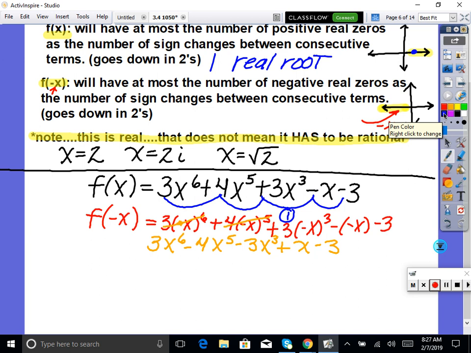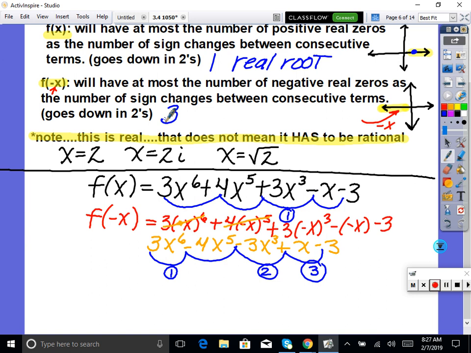How many times from one term to the next is there a sign change between positive and negative? Positive to negative does not count. 1. Negative to negative doesn't count. Negative to positive, well, that's a sign change. 2. Positive to negative, 3. So there are 3, and it actually goes down in 2s.